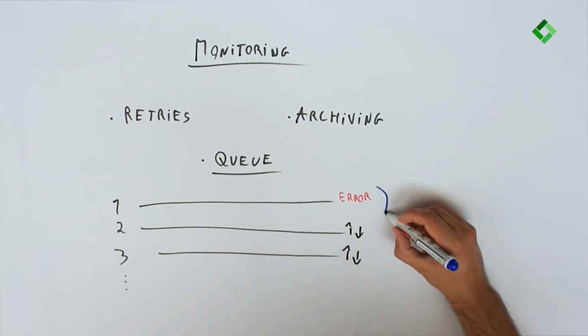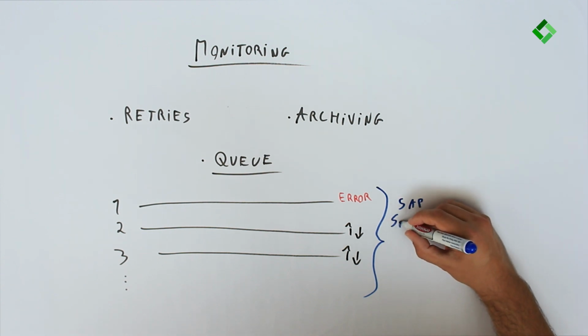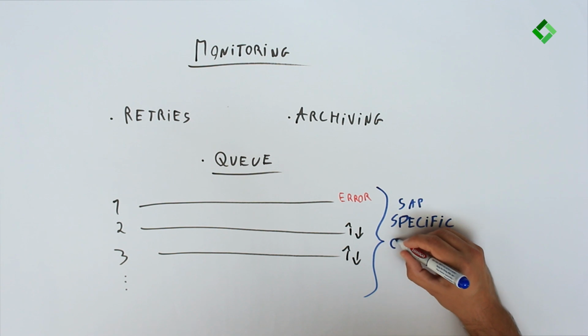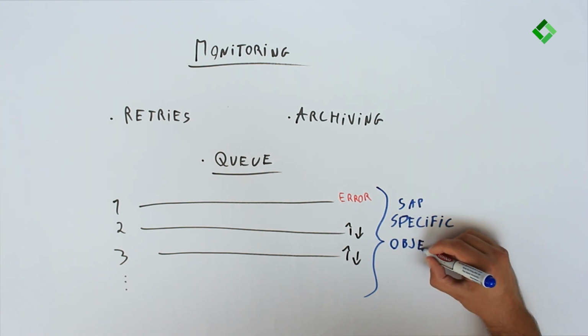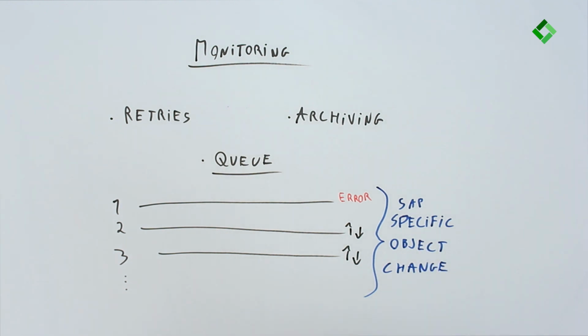One main difference is that each element of this queue represents a specific SAP object change, rather than an SAP object in general. This will result in having a more detailed view of the changes and also more fine-tuning control of the synchronizations.